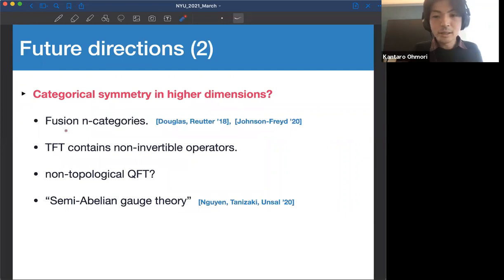Yeah, and a more long-term thing is to think about higher dimensions, and then we need to use the mathematical language of the higher category, so it gets fancier and fancier. So the main question is whether there is a categorical symmetry in non-topological QFT. There's one example, but it's not well explored, so there are many things to consider.